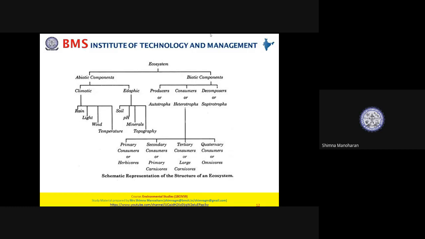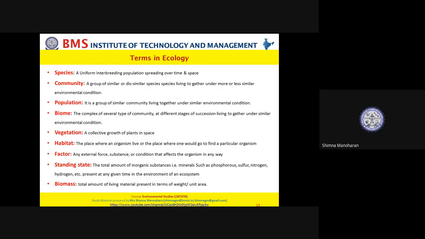So this is a schematic representation of the structure of an ecosystem. If you get a question on structure of an ecosystem, this is what you have to remember. Okay. So you have biotic component and abiotic component. In abiotic, you have climatic and edaphic. In biotic, you have producers, consumers, and decomposers. Again, in consumers, you have these classifications. So now let's quickly recollect a few terms that you have heard in ecology.